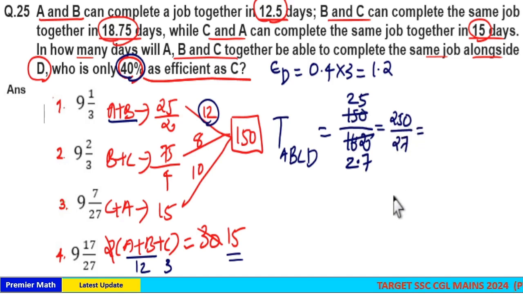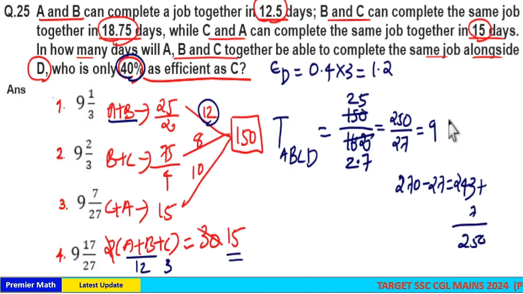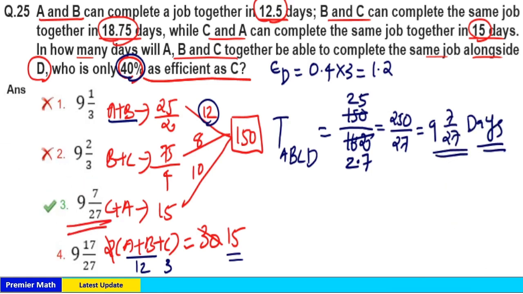27 goes 10 times in 270. So 9 times in 250. 27 into 10 is 270. 270 minus 27 is equal to 243. So remaining is equal to 243 plus 7 is 250. So 7 divided by 27. Option 3 is your answer.